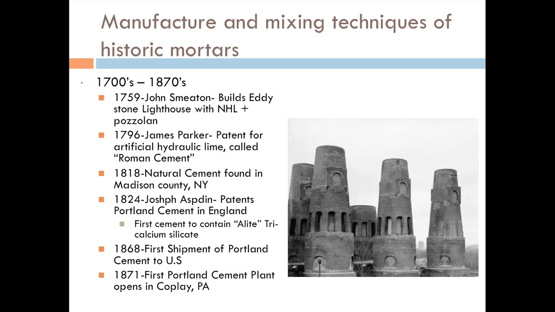Recent research says that it was actually his son a couple years later, but Joseph Aspdin is considered to be the first person to at least move towards this process of Portland cement. He named it such because it resembled the Portland stone over in England that they would use as a building stone for architectural purposes. And it was the first one to contain what's called alite, or tricalcium silicate.